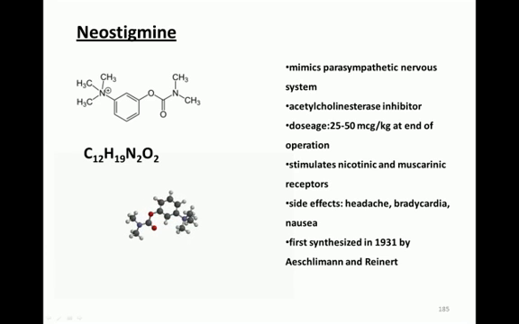Neostigmine is an acetylcholinesterase inhibitor. It mimics the parasympathetic nervous system, and side effects include headache, bradycardia, and nausea.